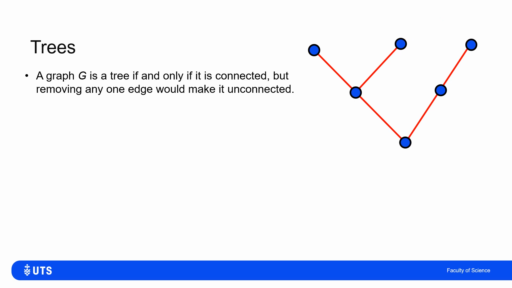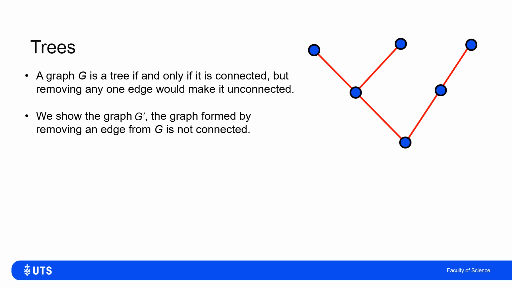We also have an equivalent definition of a tree. This says that a graph is a tree if and only if it's connected, but removing any single edge would make it unconnected. We do that by showing that if we start with a graph G and we remove any single edge, the resulting graph G prime, which is G with this one edge removed, can't be connected.